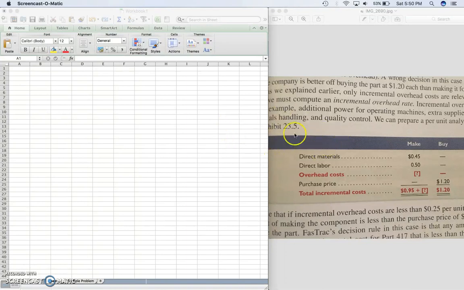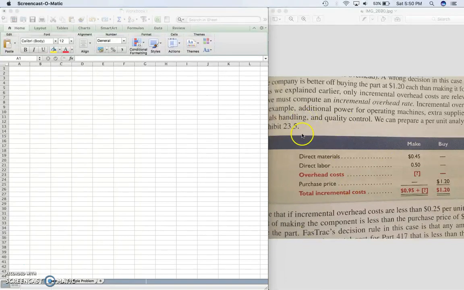this example problem says that Fast Track is buying a part 417, and it's currently being delivered for $1.20 per unit. The first thing that Fast Track wants to figure out is whether they should continue to buy it for $1.20 or make it themselves and see if it is less than that and see if they could save money.